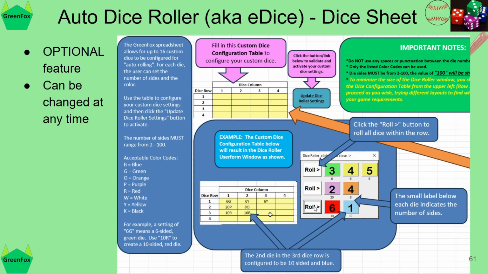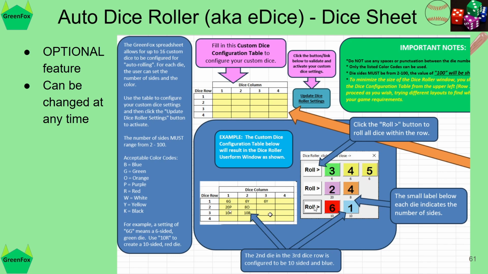Another feature within GreenFox is the automatic or auto dice roller. I sometimes call it e-dice, dice sheet. And this is just a way that GreenFox allows you to configure custom dice and roll them electronically. And it shows them in a little pop-up window. So here's an example of the pop-up window down here. Here's an example of how on the dice sheet you would configure your dice.